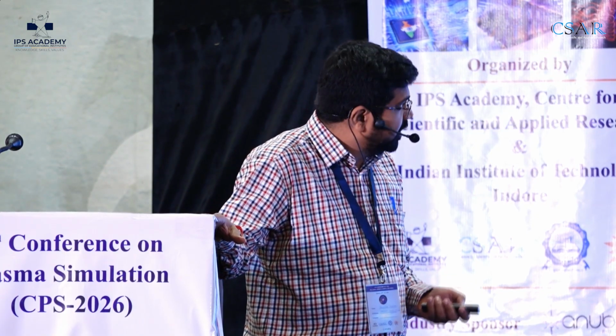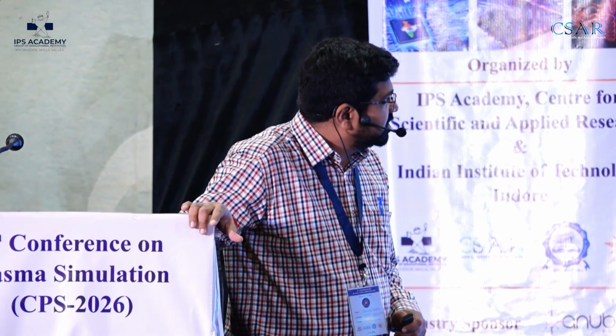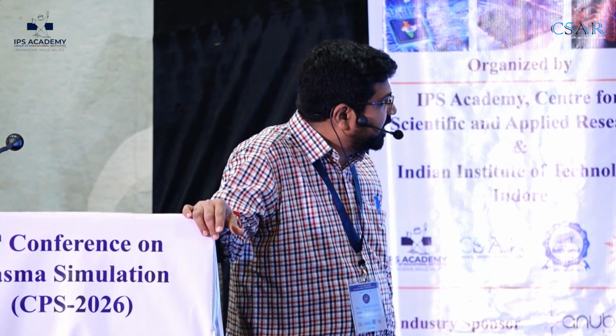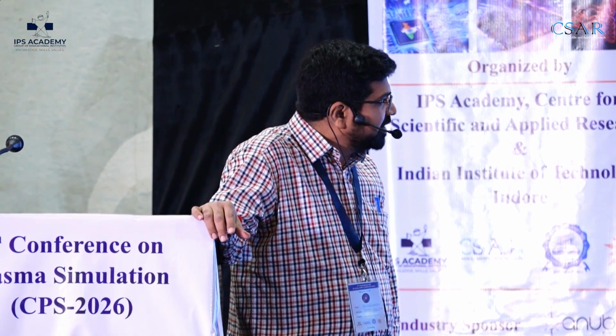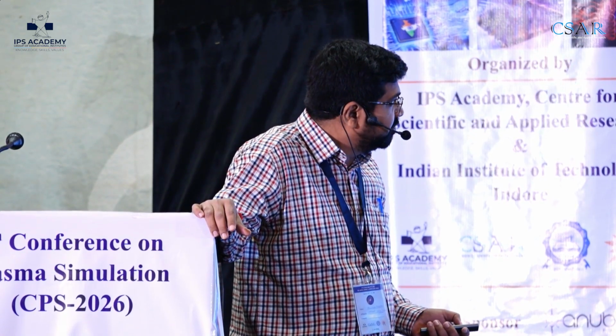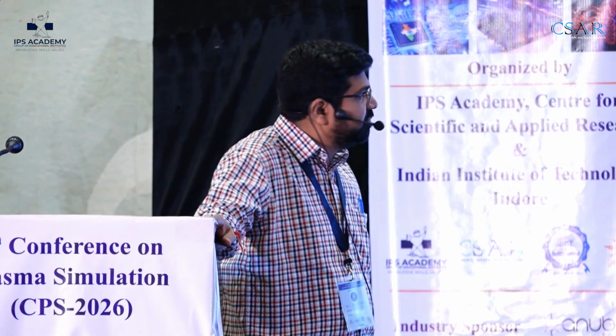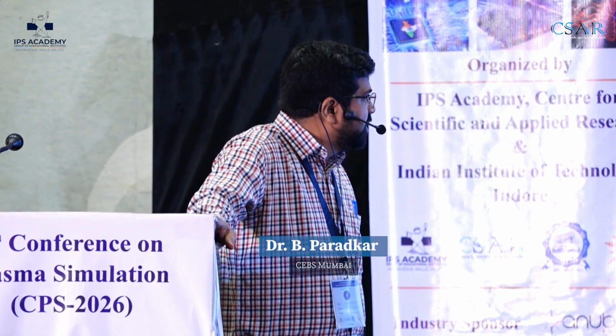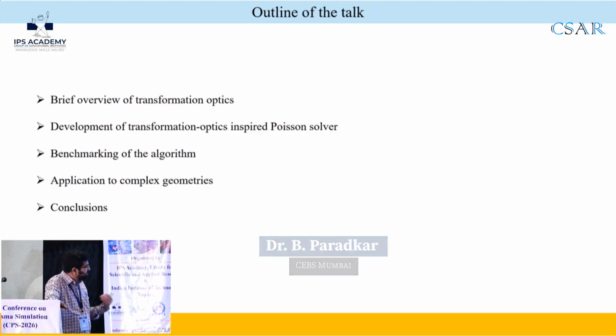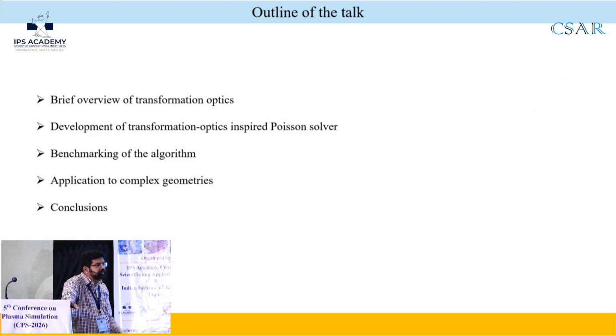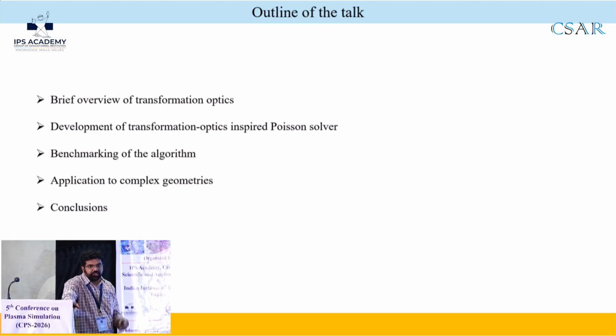So the title of my talk is Transformation Optics Inspired Finite Difference Field Solvers for Complex Geometries. And this is the outline of my talk. I'll begin with a brief overview of transformation optics, then how these ideas can be used for developing a Poisson solver, which potentially can model complicated geometries. Then we'll discuss benchmarking of algorithms and some of the applications that we have developed with the code. And finally, we'll give conclusions.